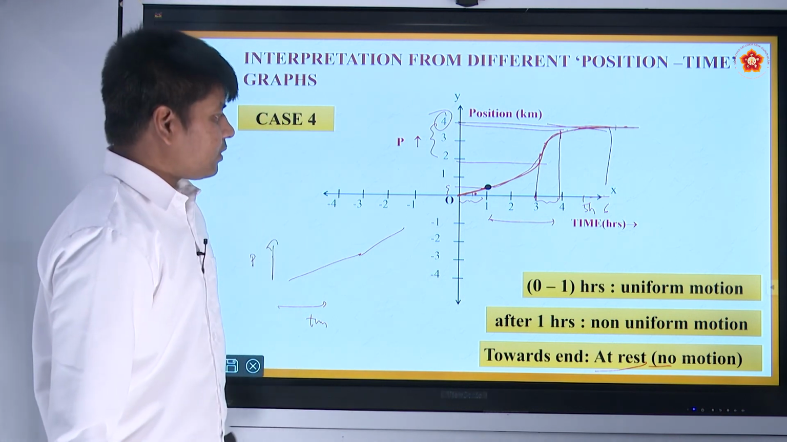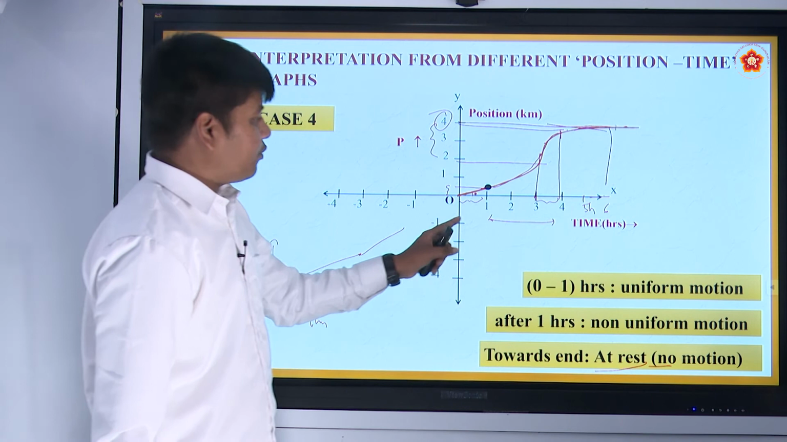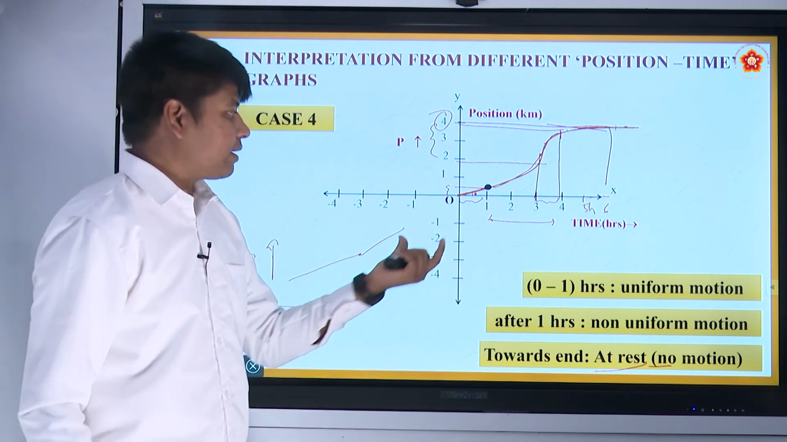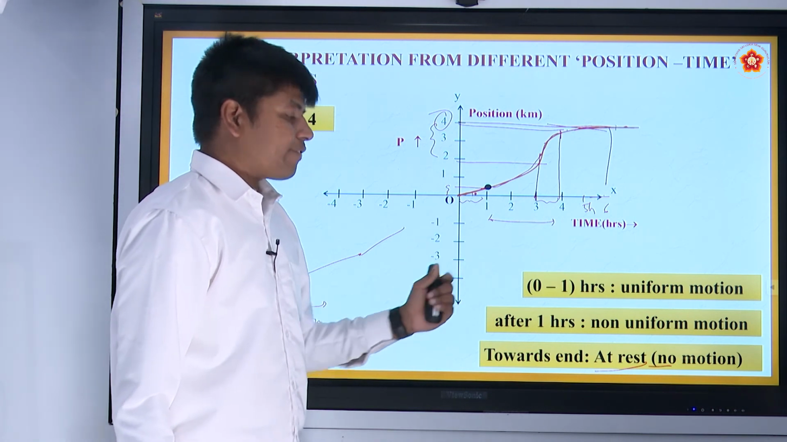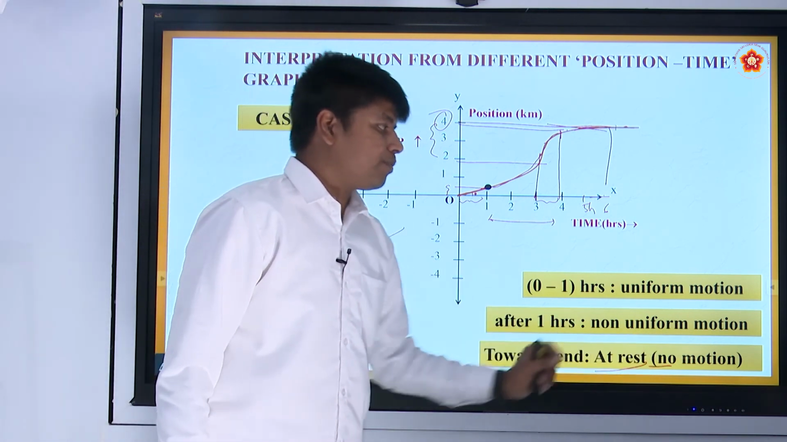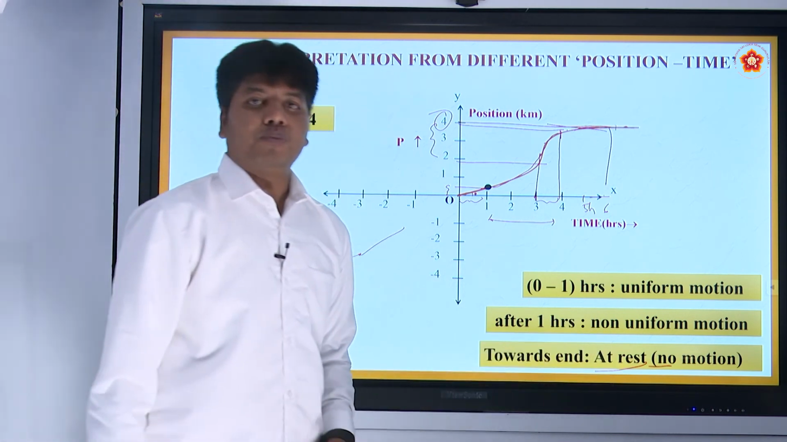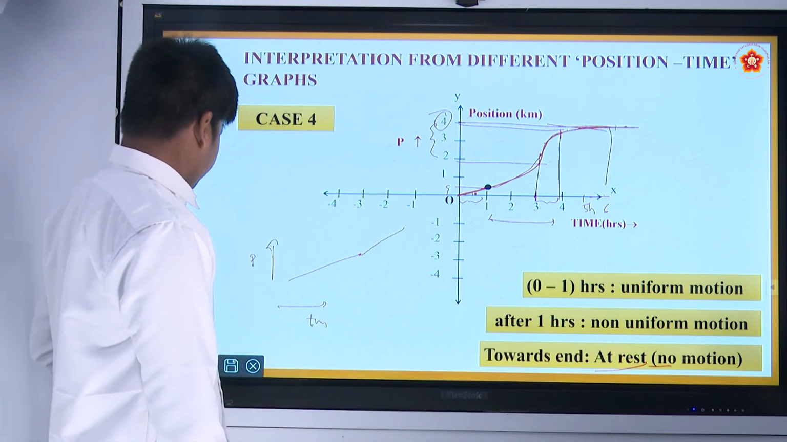Understood? So in the same graph we have uniform motion in the earlier part of the motion. After 1 hour it goes into non-uniform motion. Towards the end it has no motion. Right?